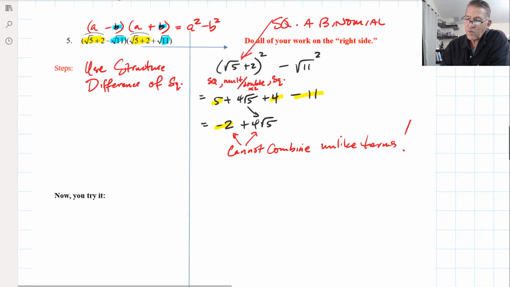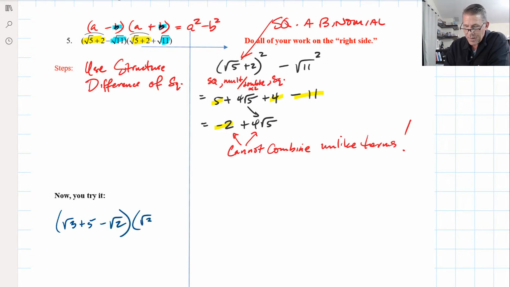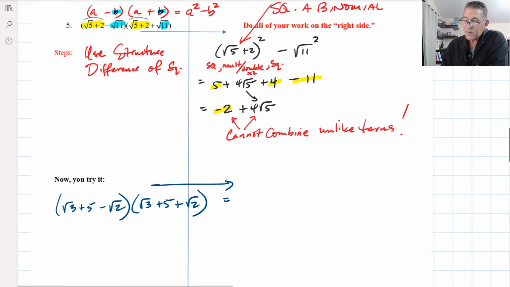All right, but I think you need to do one more example here. So now this is your turn. Root 3 plus 5, minus rad 2, and times root 3 plus 5 plus rad 2. Let's do it over here. Now, just like the previous one, guys, pause the video and go for it.